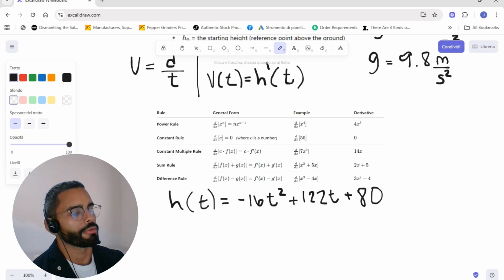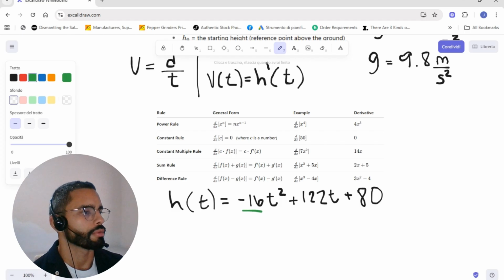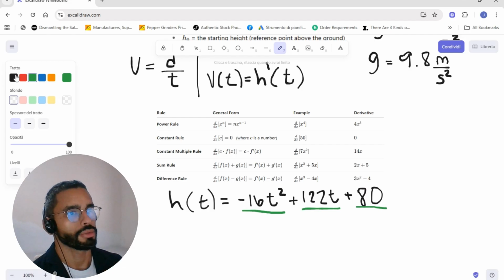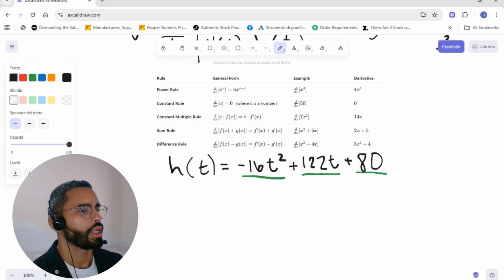Which rules would you try here first? The sum rule, right? Exactly, because the sum rule is telling you that if you're combining different terms and you want to take the derivative, you can take the derivative of each term individually and then combine them in the end. So I can take the derivative of this term first, then of this one second, and this one last, and then I can combine those. Perfect.